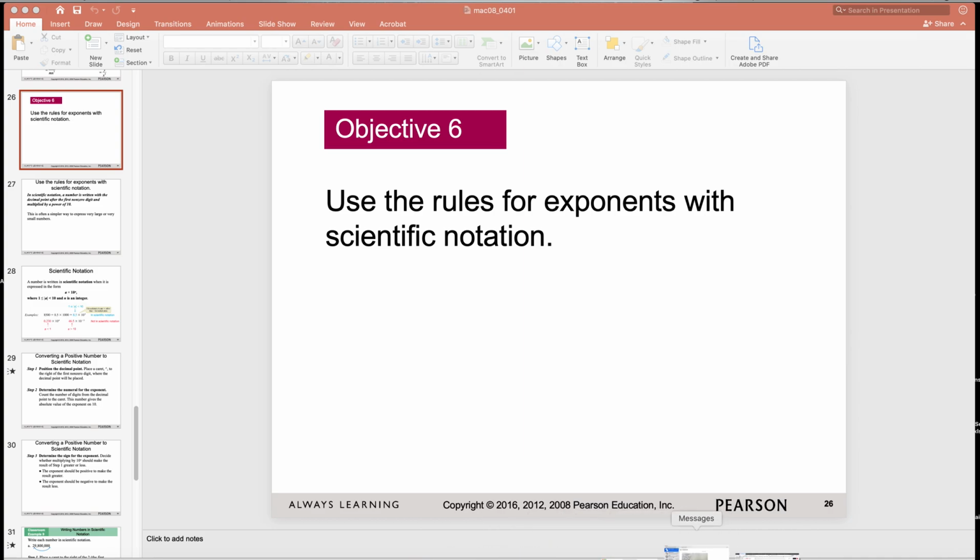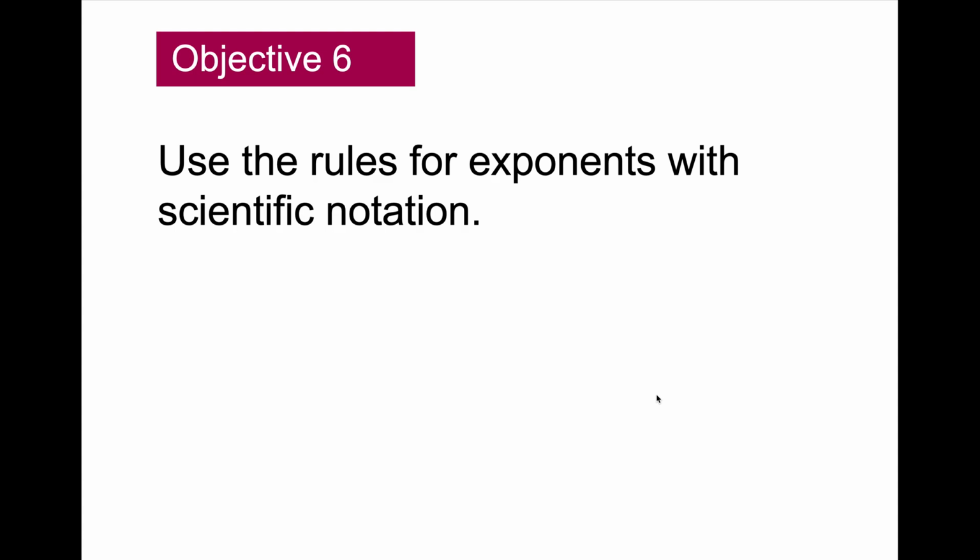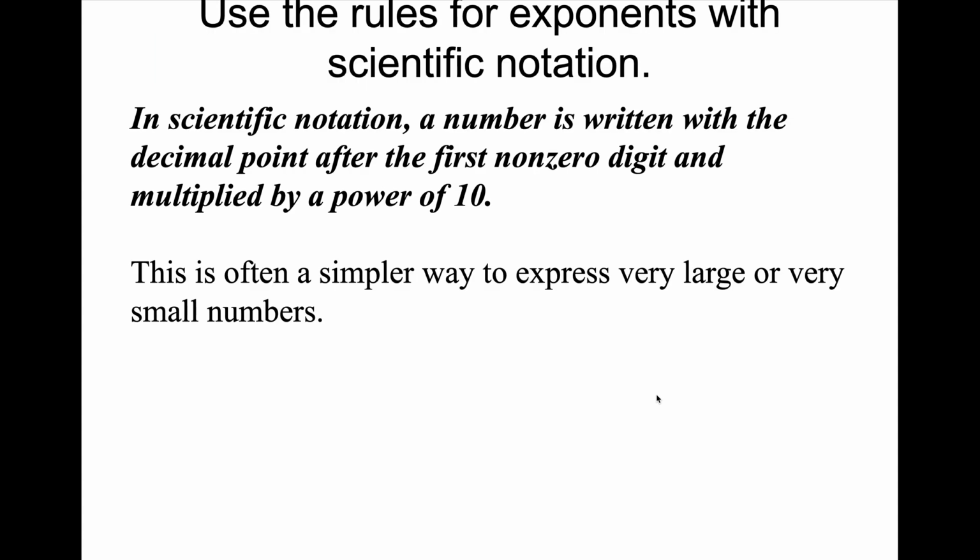So we're going to take a brief look at scientific notation in a separate lesson from our exponents. In scientific notation, a number is written with a decimal point right after the first non-zero digit and multiplied by a power of 10. This is often how we write very large or very small numbers.